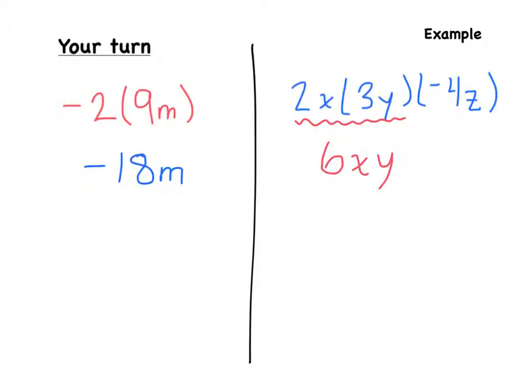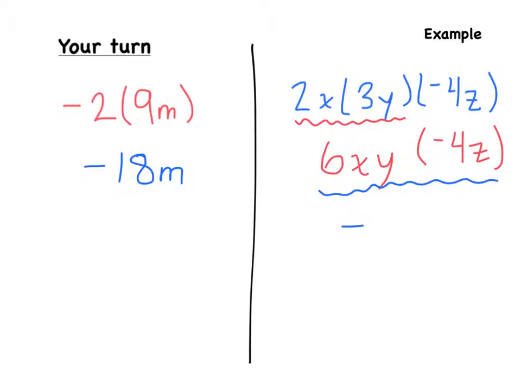But then we also have to bring down everything else. So bring down that negative 4z. Now we have a positive 6xy times a negative 4z. So let's look at the numbers first. We have a positive 6 and a negative 4. A positive times a negative is always equal to a negative.